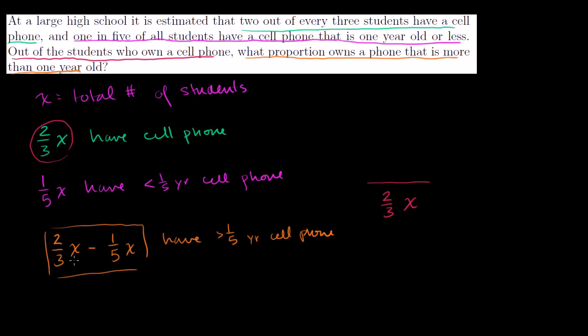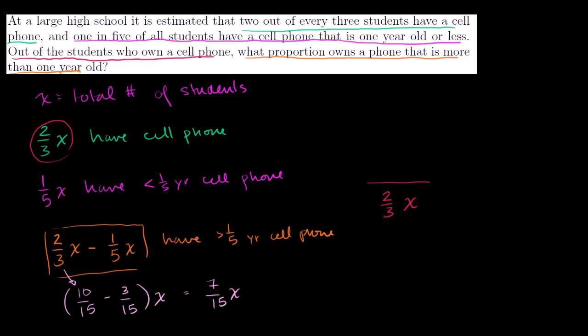So to solve this, we just subtract the fractions. So this is just going to be, let's see, 2/3 is the same thing as 10 over 15. Minus 1 over 5 is the same thing as 3 over 15. X, which is equal to 10 minus 3 is 7 over 15 x, is the total number of students. That's this orange. What proportion owns a phone that is more than 1 year old? It's 7 over 15 x. That's the actual number.